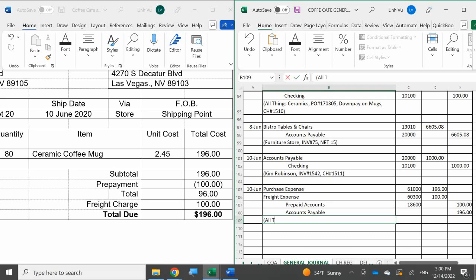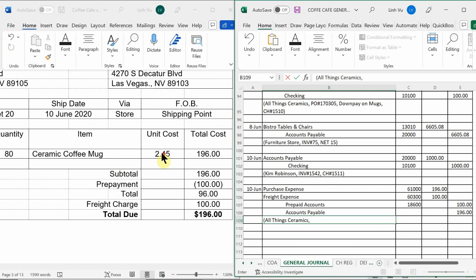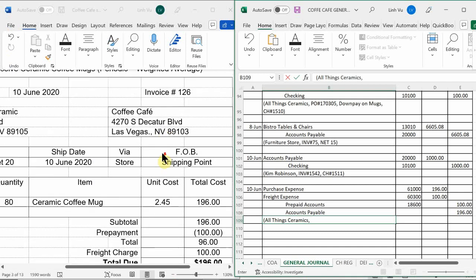We received a bill from All Things Ceramics, right? What was proof that I received a bill? Invoice 126. Invoice number 126, right? And what I can do here is I can say that I applied a down payment, okay? And what are the terms that I was given?